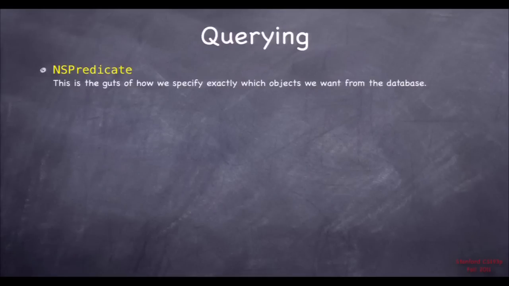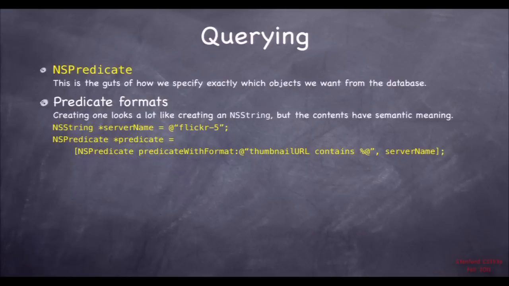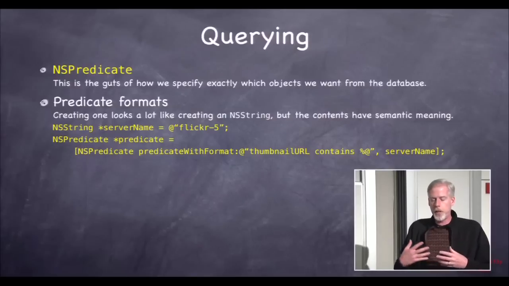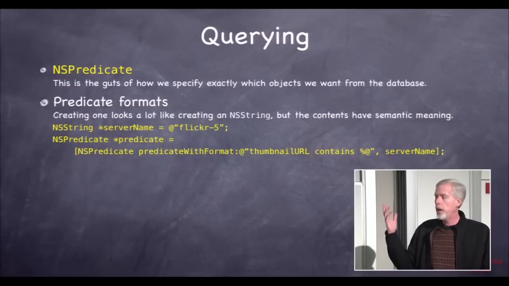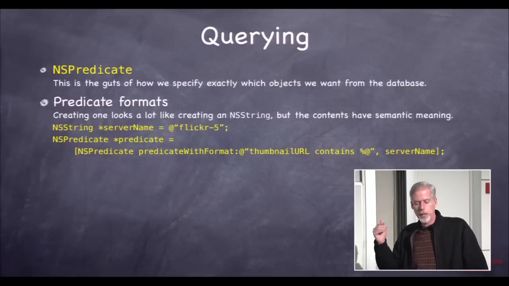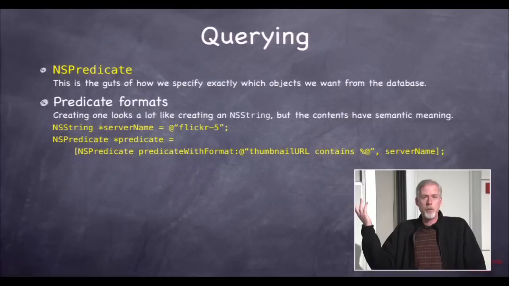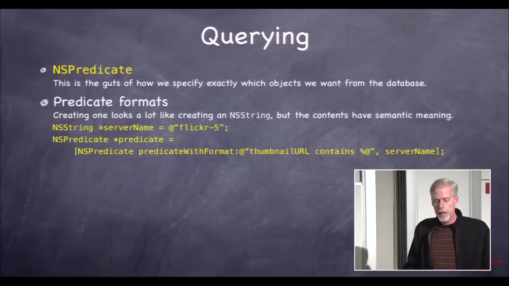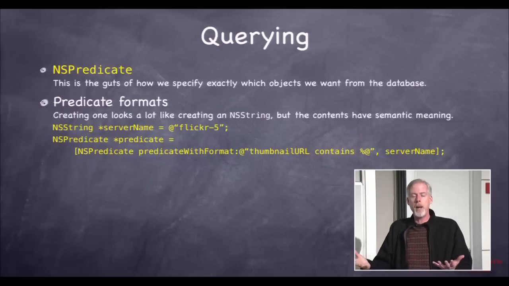Predicate. This is the guts of how you specify which objects you want. So if I were going to say, give me all the photos that have thumbnail URLs that are served up by server Flickr5, then I would create this predicate using predicateWithFormat, which is thumbnailURL contains %@, and then I would give the server name Flickr5. So it looks a little bit like NSString with format, and it is very much like that, except that obviously the contents have semantic meaning.